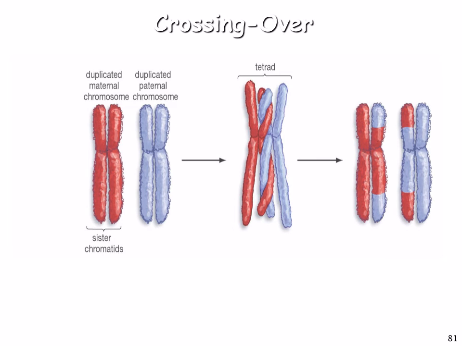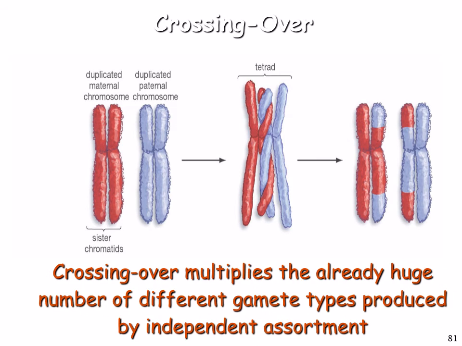So crossing over leads to genetic variation. You've got them wrapping around each other so that genetic information is swapped. So it multiplies the already huge number of different gamete types produced by independent assortment.